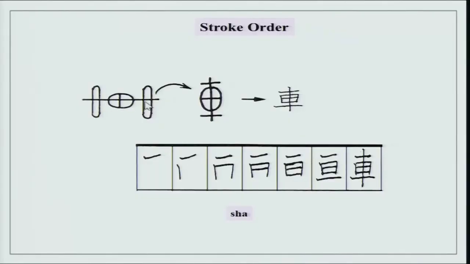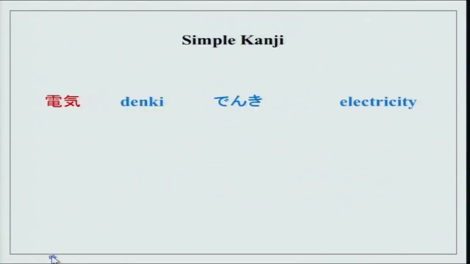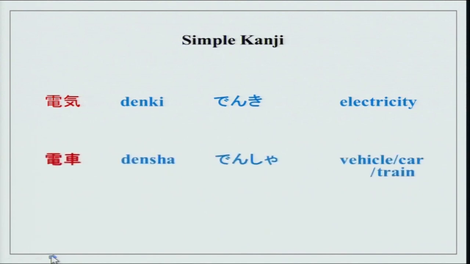This is the base of the car, the wheels of the car, and that is how it moves. Thus, it is sha. Denki is the word. Denki means electricity, and you have another word which you have done, densha. Densha means a train, and sha, or kuruma, means a car. Jidosha means a vehicle. Anything moving on wheels on its own is jidosha, which is a vehicle.